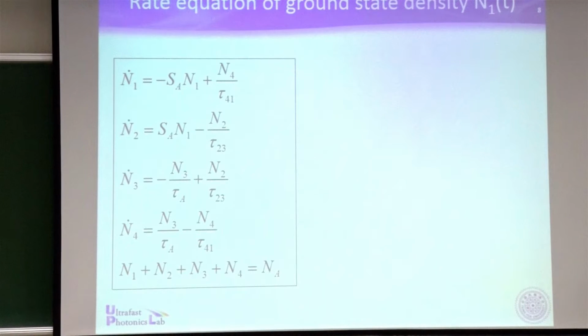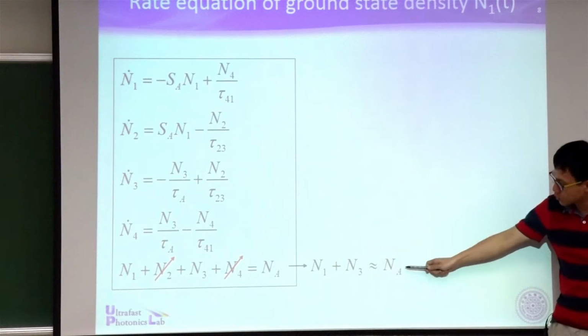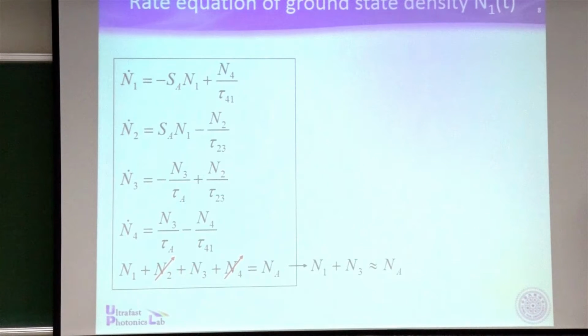Okay, so it's a repeat of the 5 rate equations. Starting with equation 5, we know the number densities N2 and N4 are relatively small compared with N1 and N3. Do you still remember the reason? Because of the fast relaxations. Okay, good. So for that reason, you can simplify equation 2 in this way. N1 plus N3 is close to NA, a constant.